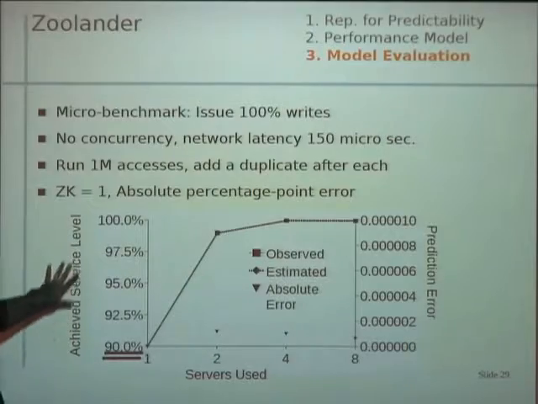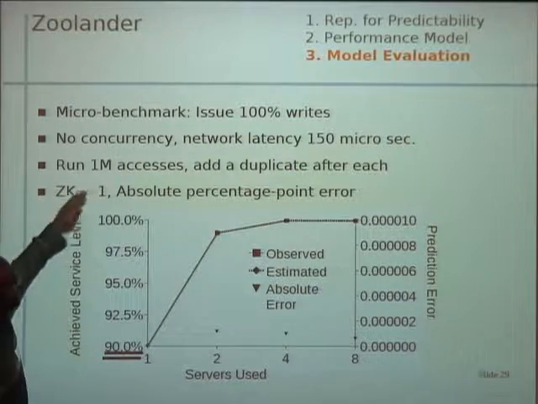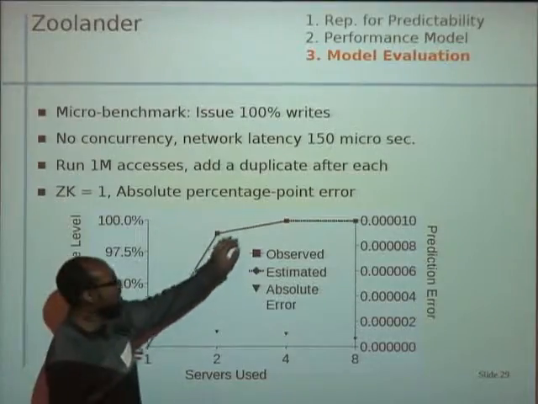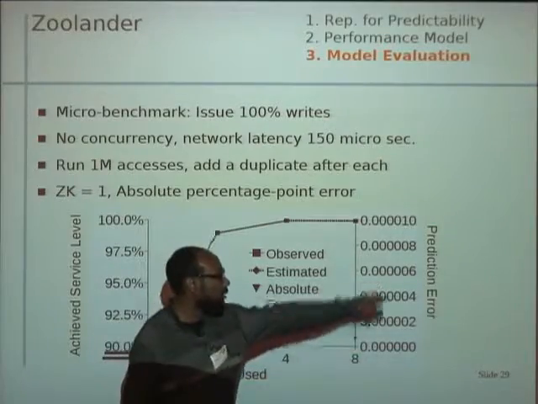So here's the key plot on the model's accuracy. We issued nothing but writes, still not dealing with queuing delay at all. So bear with me on that. 1 million accesses, and we add a duplicate after each one of these rounds of tests. And recall, we're predicting percentages here. So absolute error, as you've typically seen it, isn't really relevant here. We look at the absolute percentage point error between our predicted percentage and what we actually observe. And you basically see only one line here, which is great, right? It shows that our model is accurately predicting the service level as we scale up. And to make that more clear, at each point we're plotting the prediction error, which in terms of absolute percentage points is pretty darn low.